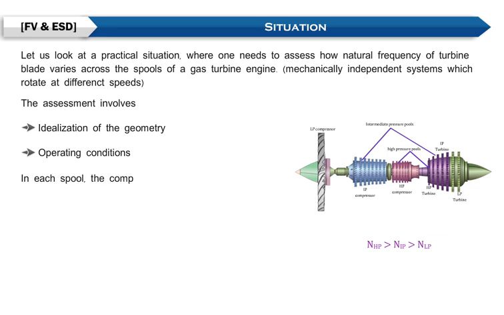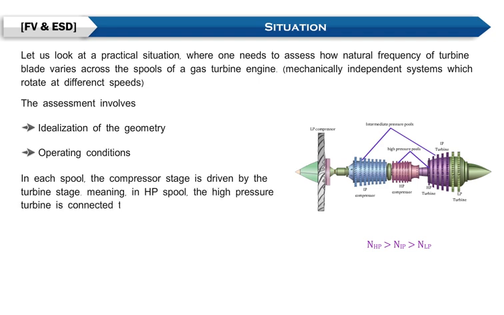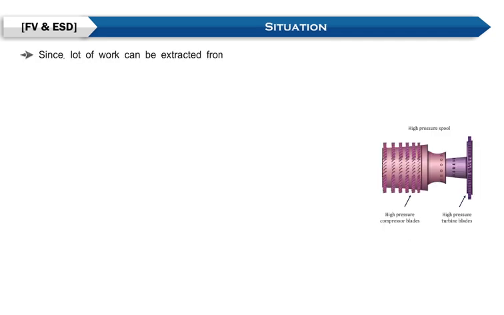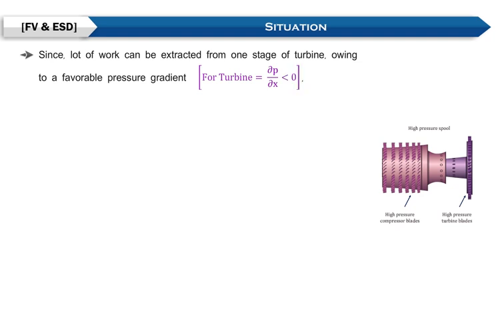In each spool, the compressor stage is driven by a turbine stage, meaning in high pressure spool, the high pressure turbine is connected to a high pressure compressor such that the work produced by the turbine is fully consumed by the compressor stage. Since a lot of work can be extracted from one stage of turbine owing to a favorable pressure gradient, that is ∂P/∂X is less than 0, meaning the pressure is dropping continuously, it can drive many stages of compressor.